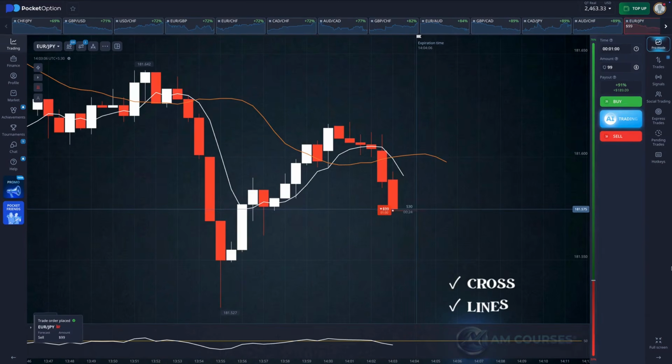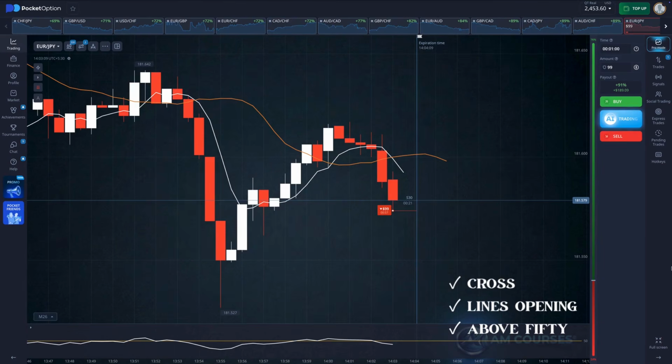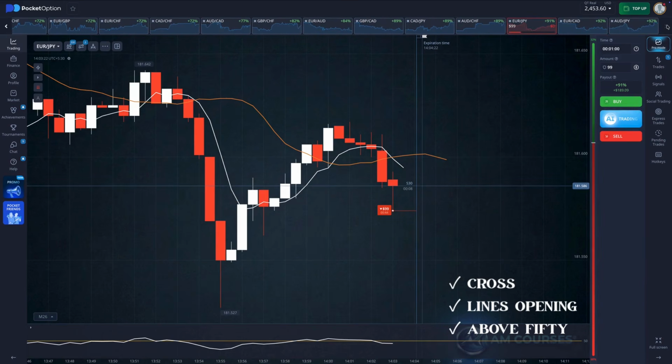Now the trade I told you about in the beginning. The signal was correct. Fast line cuts below the slow line. They separate. The line below the chart is under 50. All 3 conditions were there. Nothing wrong with the signal.